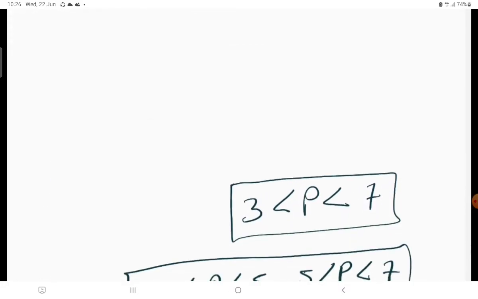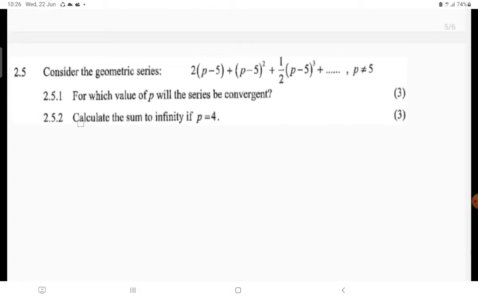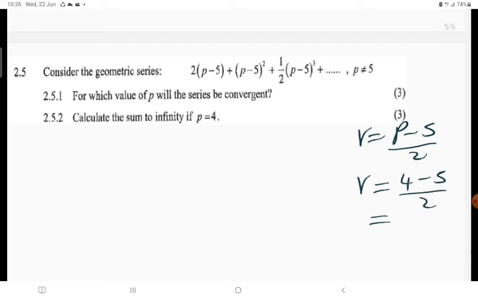answer the next question. The next question says, calculate the sum to infinity if p is equal to 4. But let's just remember that our r was equal to (p minus 5) divided by 2. So if p is equal to 4 now, then our r is 4 minus 5 divided by 2, which is going to be 4 minus 5 is minus 1. Then therefore we have minus 1 over 2. So that means our r now is negative 1 over 2.